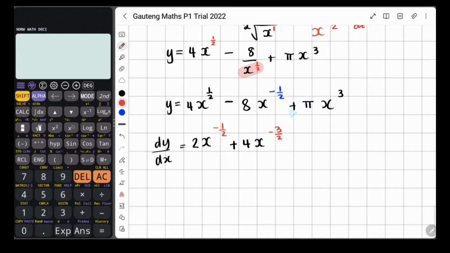And then we have a positive pi. It's a number. We're saying positive pi multiplied by 3. And that would just give you a positive 3 pi. And then we have our x to the power of 3 minus 1 would give you 2.